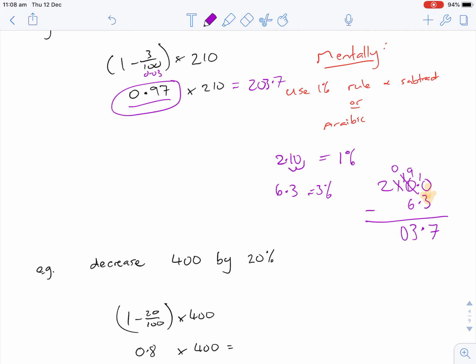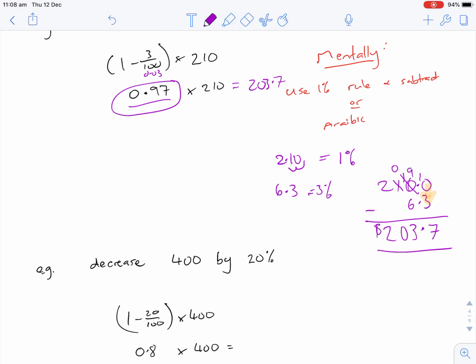0 take nothing will give me the 0, and then 2 take nothing will give me the 2. So if I had to do it mentally, it's not too much stress, but you need to remember to find the percentage, use that 1% or 10% rule, generally speaking, and then just make sure you remember to subtract it. Your second option here, though, would have been to do that Arabic thing again.